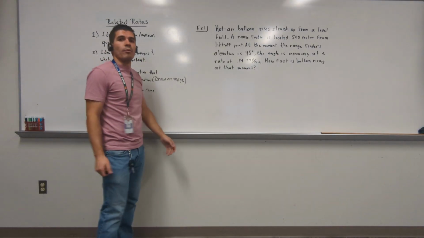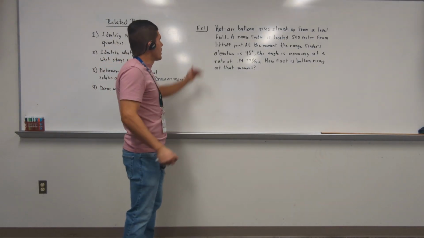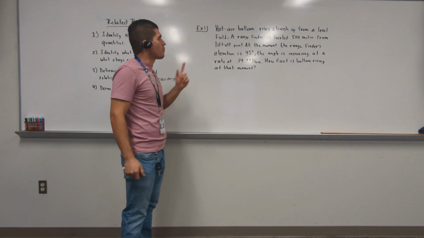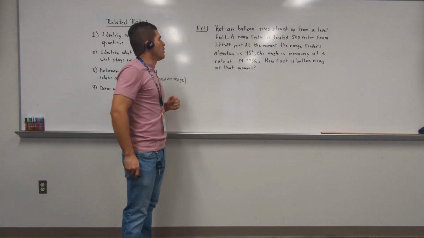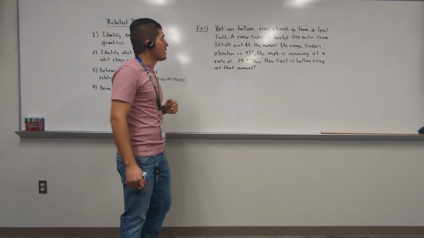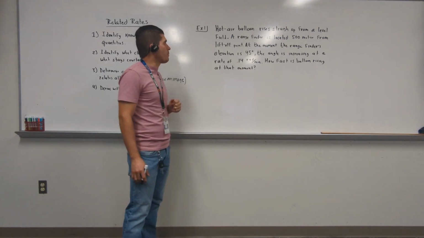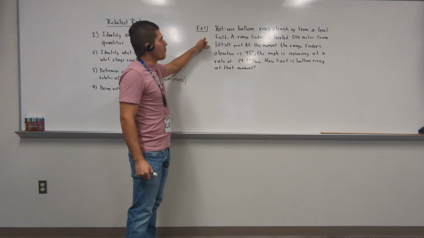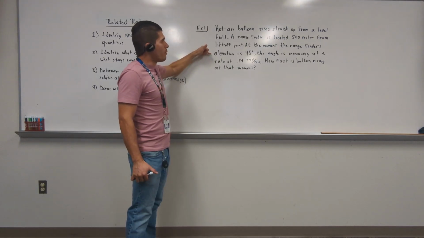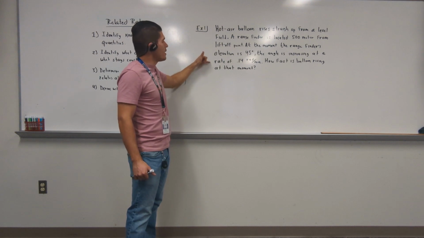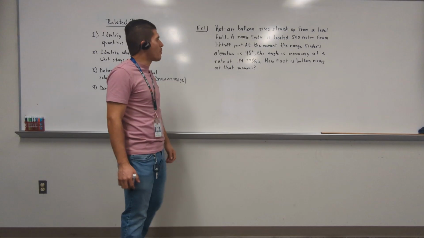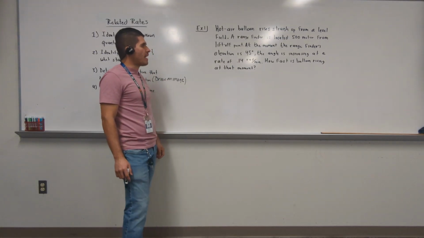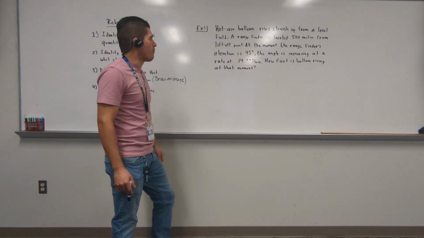Here's my example 1. We have a hot air balloon that is rising straight up from a level field. There is a rangefinder that is located 500 meters away from the liftoff point. At the moment that the rangefinder's elevation is showing 45 degrees, that angle is increasing at a rate of 0.14 radians per minute. How fast is the balloon rising at that moment?